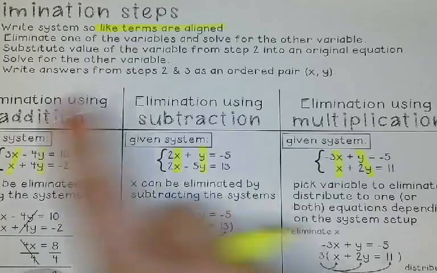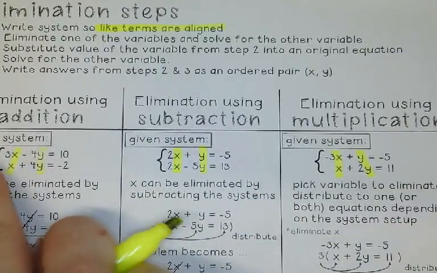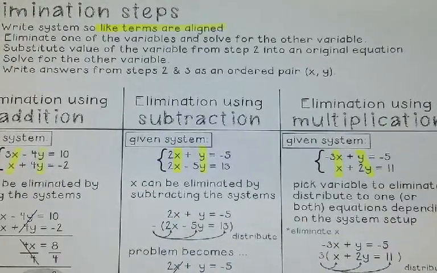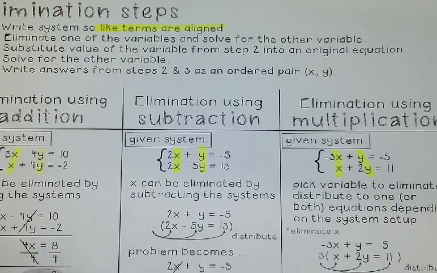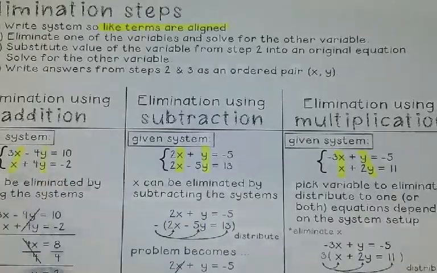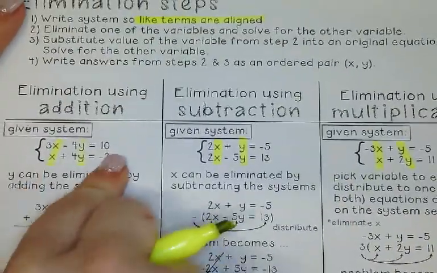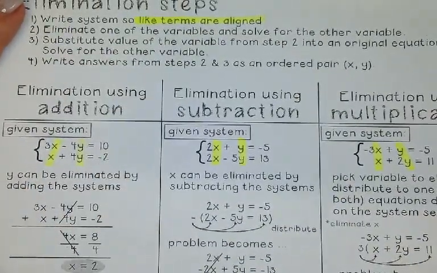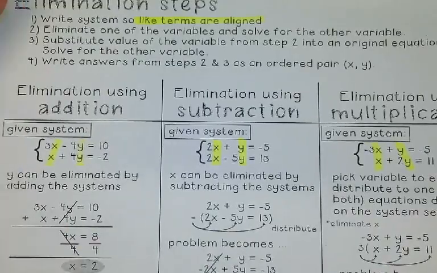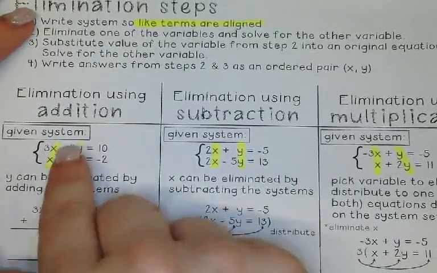Now notice they're all in standard form. It's very important that you have them in standard form before you do elimination. If they're not in standard form, you should probably do substitution. That would be a lot easier if it's not in standard form. So here, instead of getting y by itself and substituting, I'm going to try to do elimination. You're going to eliminate one of the variables.